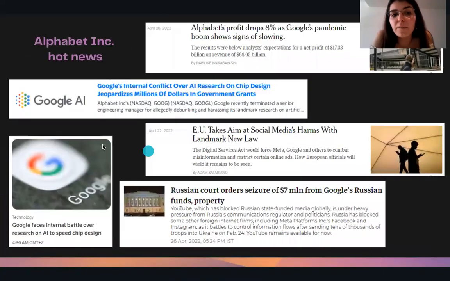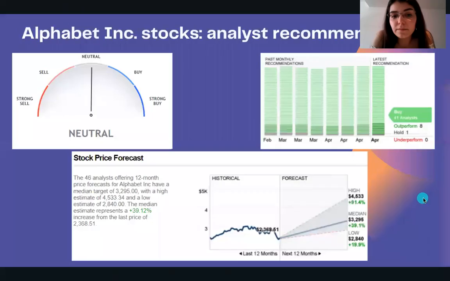Then here's some hot news about Alphabet Inc., where it's relevant to mention that the majority of them come in regards to things like regulation, data protection, and things like that. And so the analysis recommendation is absolutely neutral because of the fluctuation patterns that we have been able to see during the last quarters.